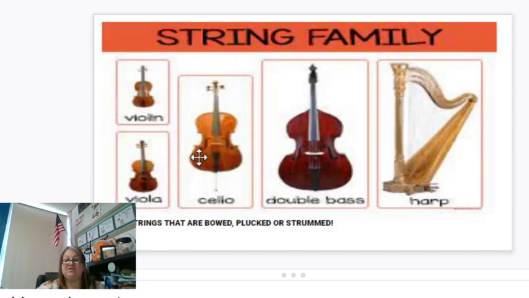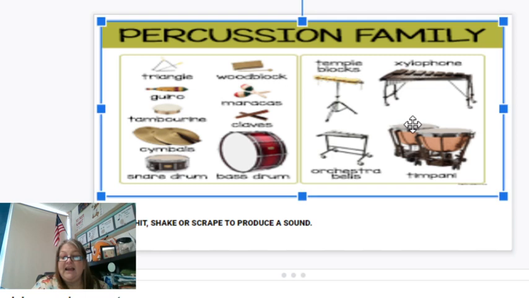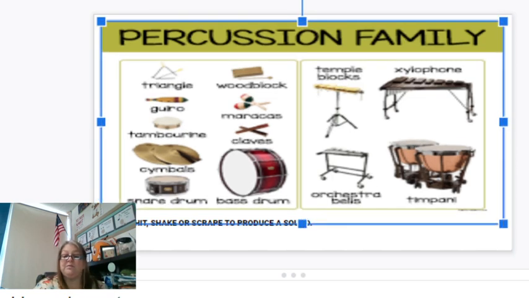Last but not least, the string family. Now, there are lots of instruments that are not listed. We're talking about the orchestra string family. So you have the violin, which is the smallest, the viola, the cello, the string bass or the double bass, and the harp. The percussion family. That is any instrument that you have to hit, shake, or scrape to produce a sound.